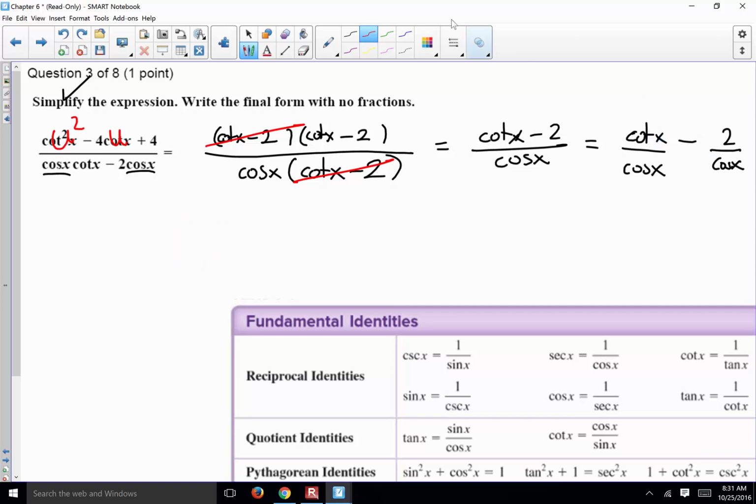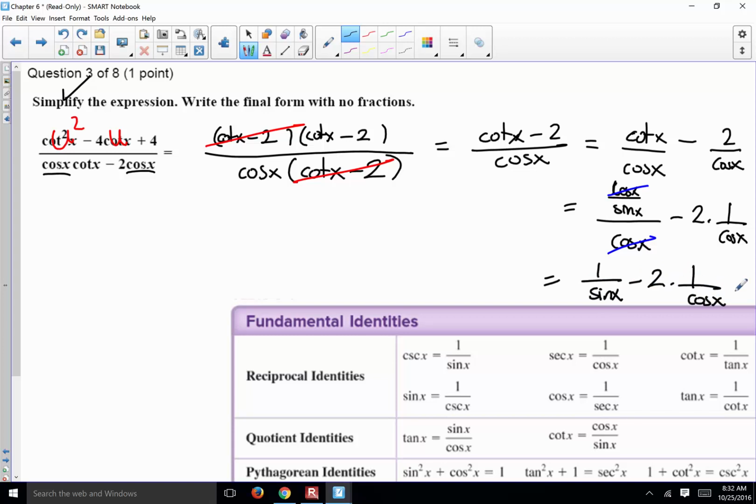And then cotangent, isn't cotangent cosine over sine? And these are gone, right? Agree? And what we have in the first one is 1 over sine x. The second one is twice 1 over cosine x, and I'm stuck. I can't move anymore because we are almost there. What is the final move?